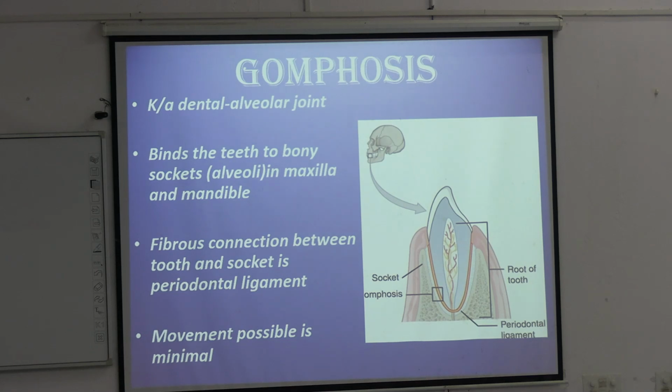Now, gomphosis, the dental alveolar joint. This is the socket and this is the root of the tooth, with the periodontal ligament here. The fibrous connection between tooth and socket is the periodontal ligament. Movement possible is minimum. With age it becomes stiff. But when you see an extraction, you have some problem in the first or second molar or something.